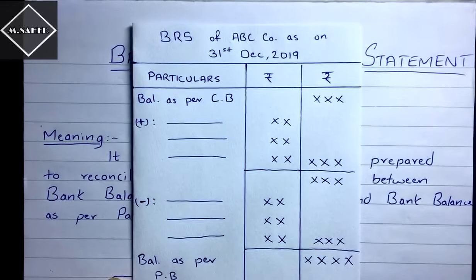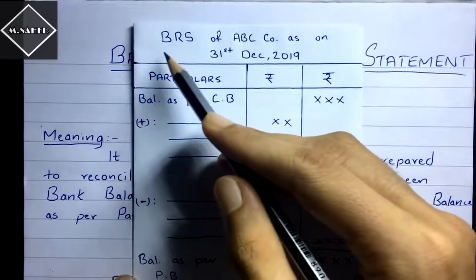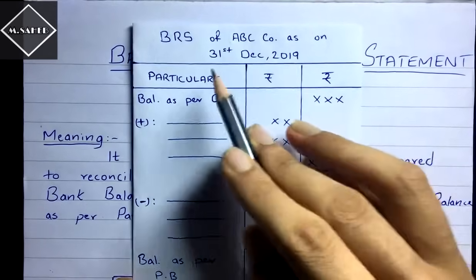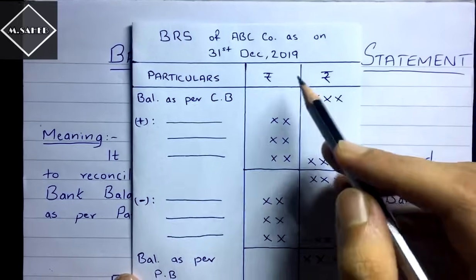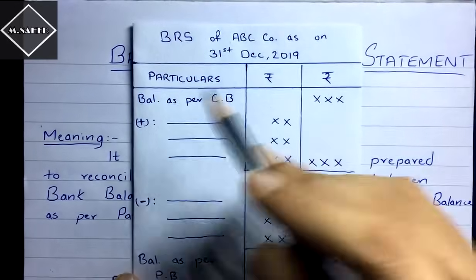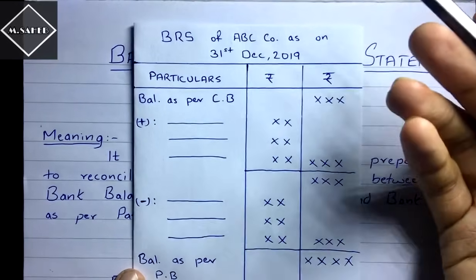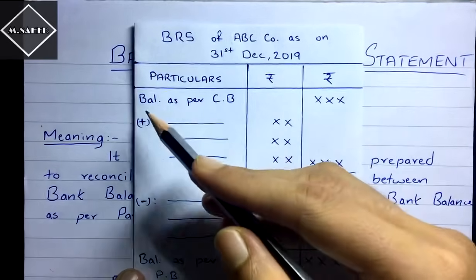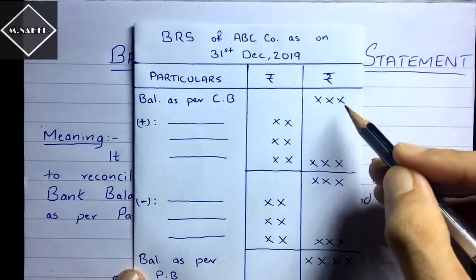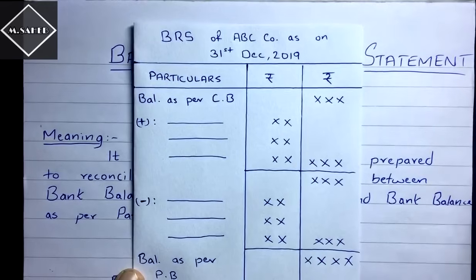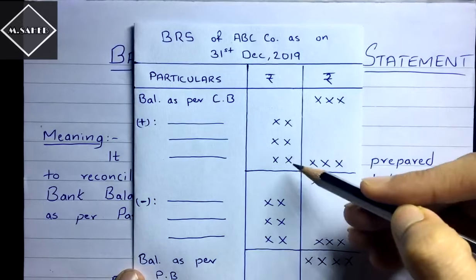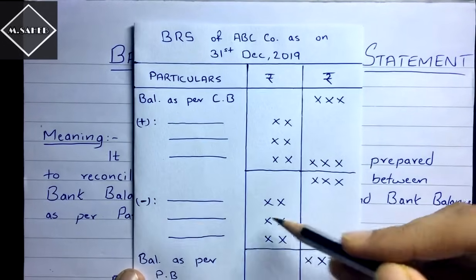Now finally, here we have the format of the bank reconciliation statement, BRS, of ABC Company as on 31st December 2019. So here the date will come, and then there will be 3 columns: the particulars column, an inner column, and an outer column. Depending upon the question, you have to take the balance as per cash book if the cash book balance is given. If the passbook balance is given, take the passbook balance. So the balance as per cash book you take directly into the outer column, and then according to the technique and logic that we are going to see, you have to add certain transactions and subtract certain transactions.